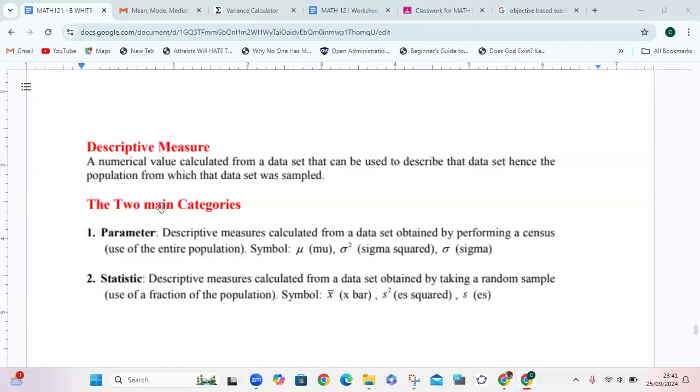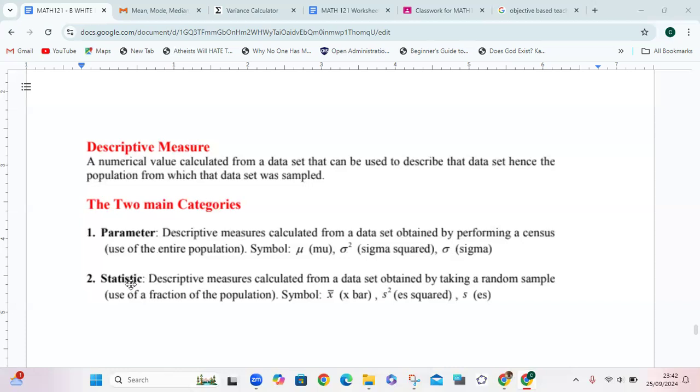There are two main categories of descriptive measures. You have parameter, which is the descriptive measure calculated from a data set obtained by performing a census. You have to use the entire population to calculate a parameter. And here are some common symbols for parameters: mu, population mean; sigma squared, population variance; sigma, population standard deviation. Those are some examples of parameters.